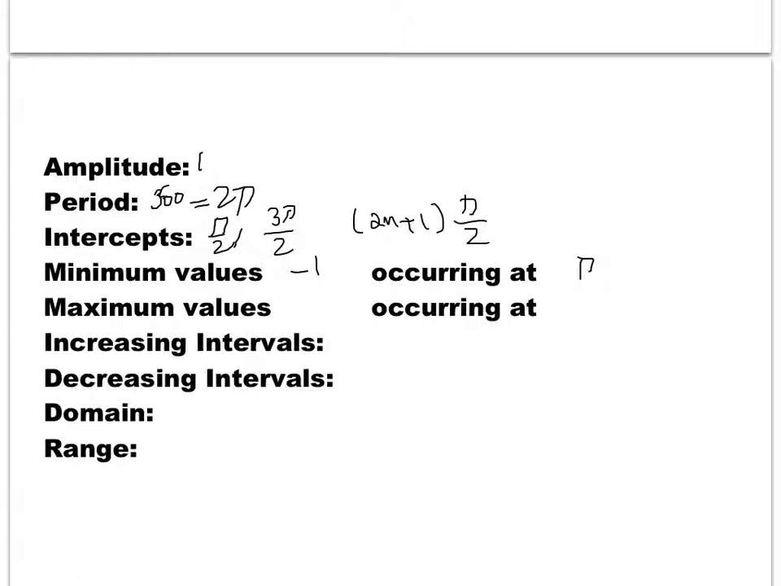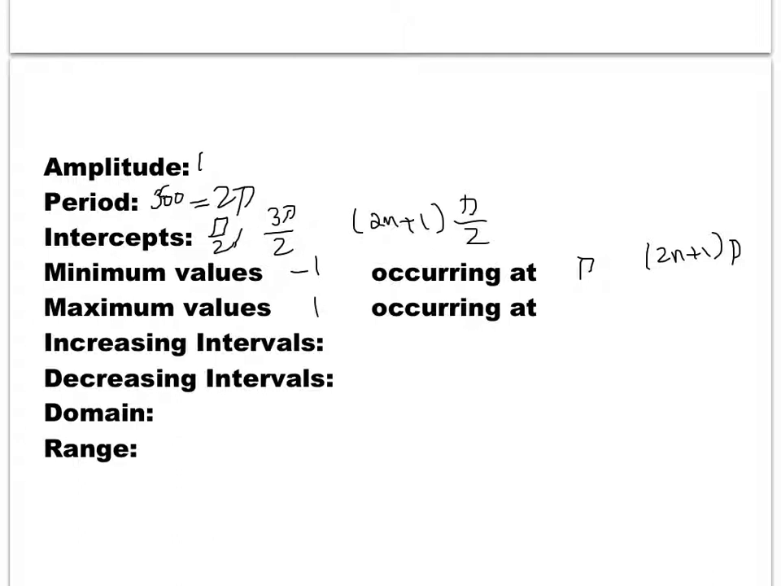So is it 2n plus 1 times pi? Yeah, 2n plus 1 times pi. So that's the general formula for the minimum values of a cosine function. I hope you understand what goes on. It's very simple.